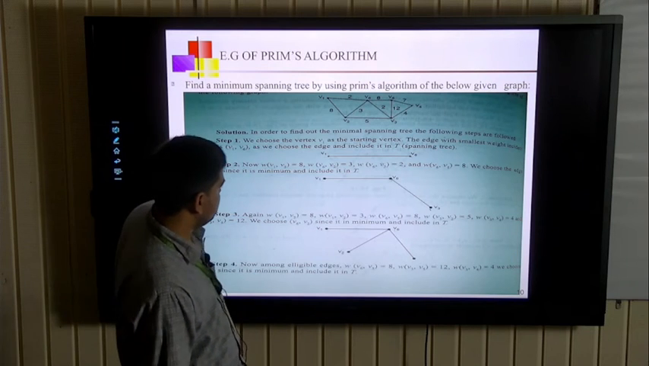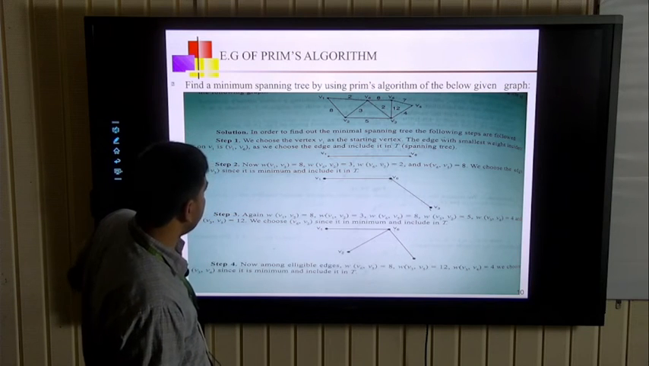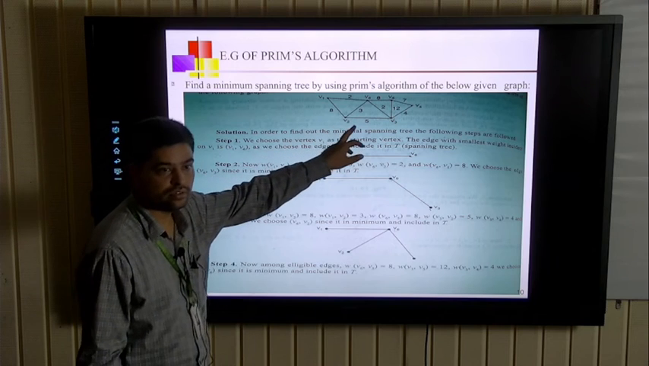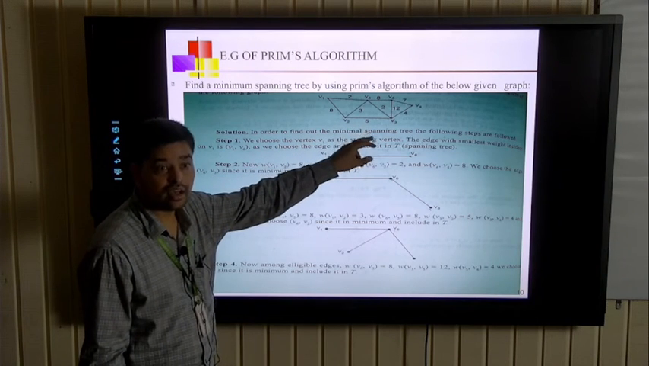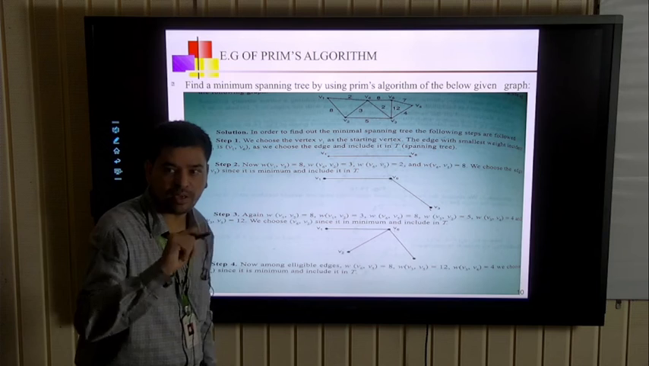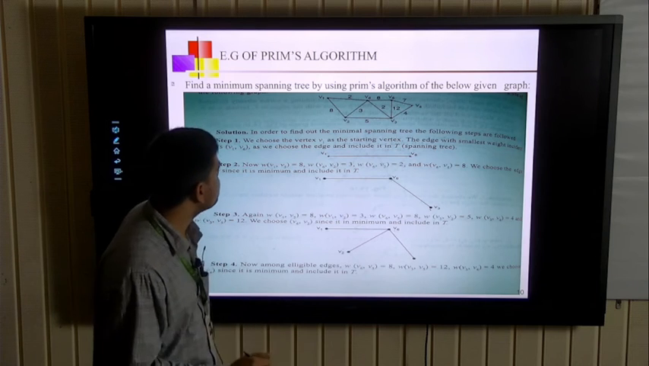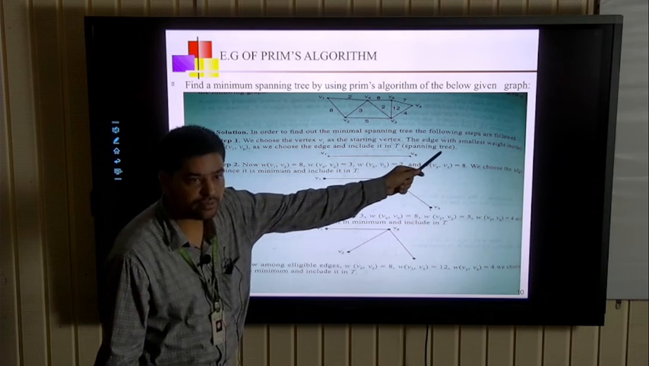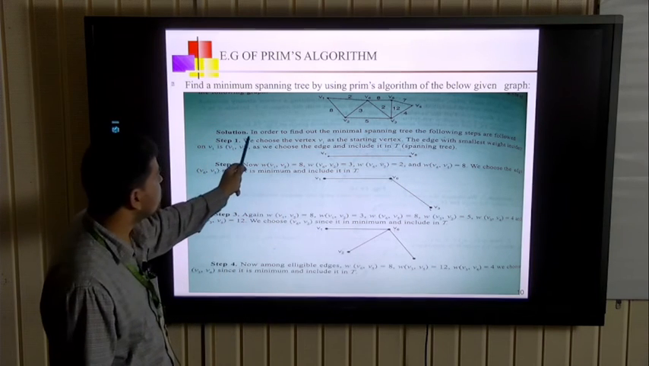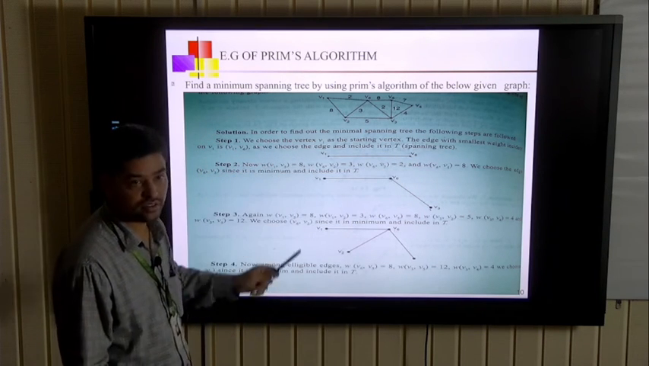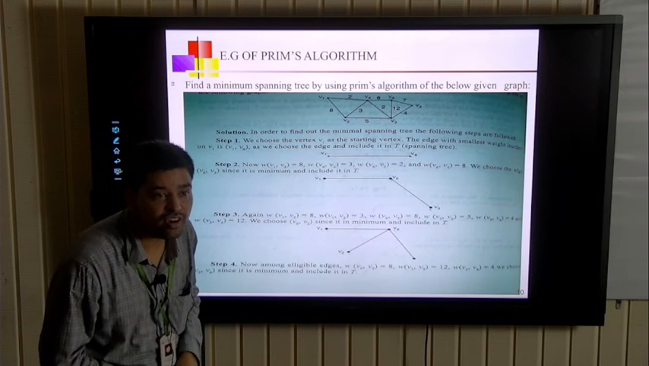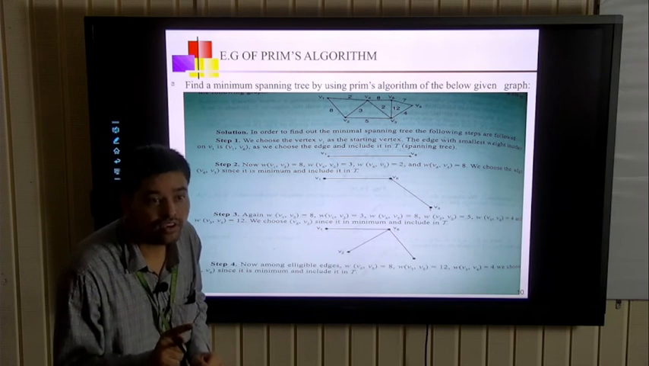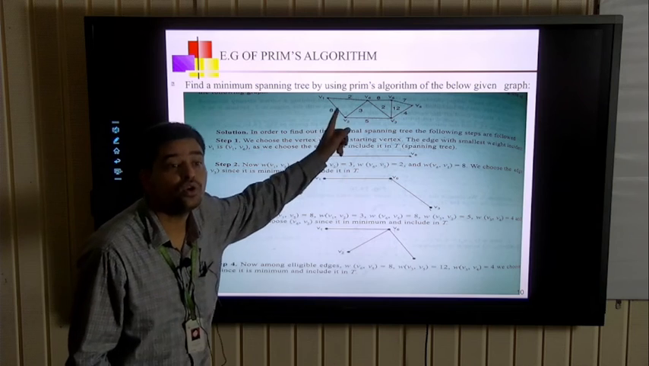Okay. Now we apply Prim's method. So this is your connected, undirected graph. Which method do we apply? Prim's. In Prim's method, in order to find the minimum spanning tree, the following steps are followed. We choose the vertex V1. Vertex means node.